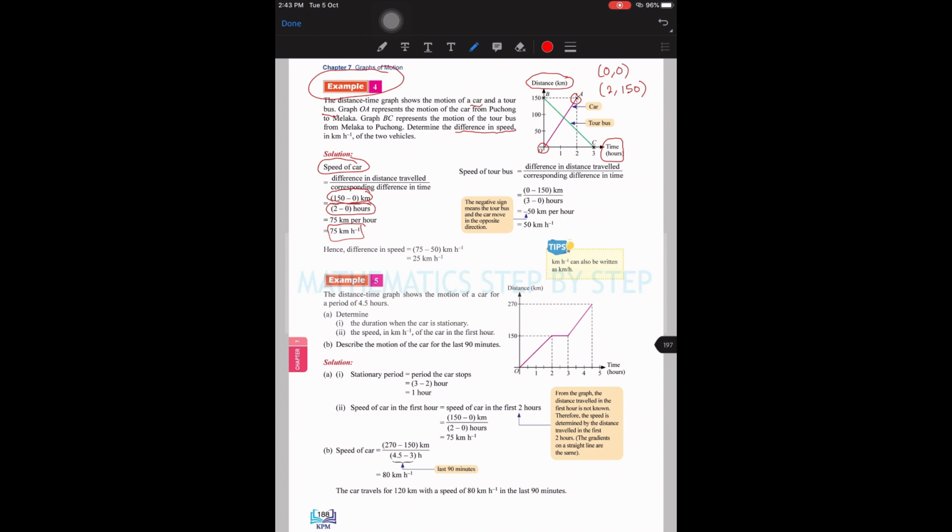Then for the tour bus, okay, again, we can get two coordinates from the graph. First is this point, which is 0, 150. Then another point is here, which is 3, 0, okay? So the gradient is 0 minus 150 kilometer over 3 minus 0 hours, okay? So we get negative 50 kilometer per hour, okay? But we can ignore the negative sign because it means that the bus is moving in the opposite direction. So this is the speed, okay? 50 km per hour. So the difference in speed will be 25 km per hour, okay?